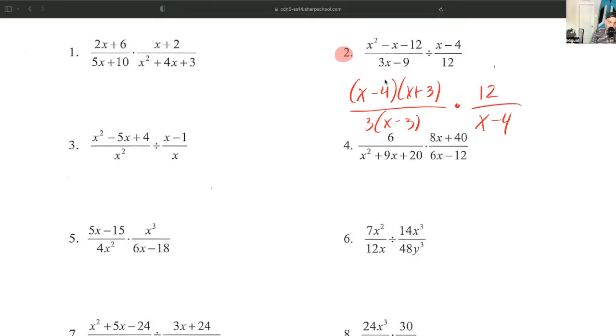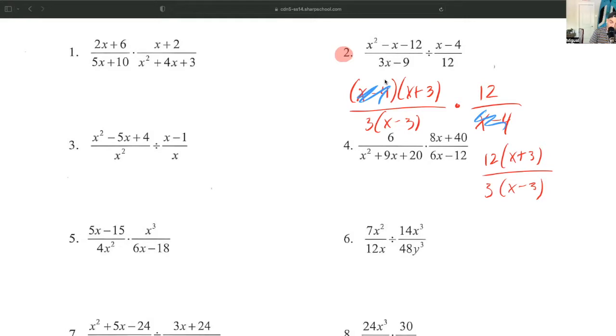Now look at what cancels out. The x minus 4 cancels out. So I'm going to be left with 12 times x plus 3 over 3 times x minus 3. Be very careful, because I think a lot of students would definitely want to cancel out that x plus 3 and the x minus 3 on the bottom, but that can't happen.